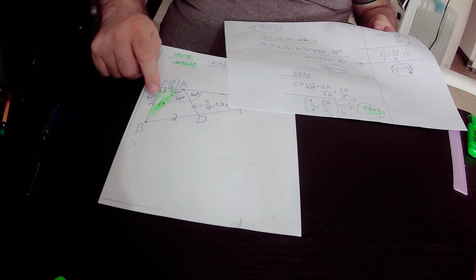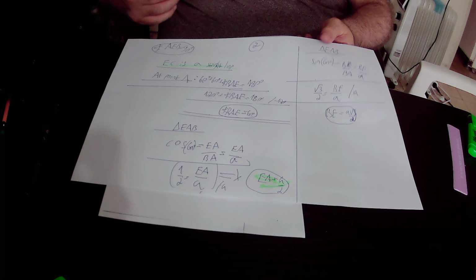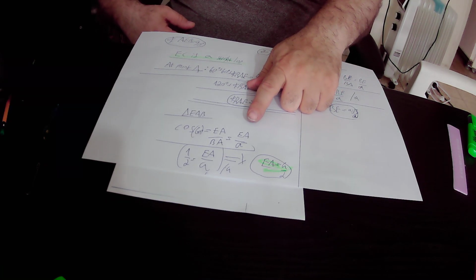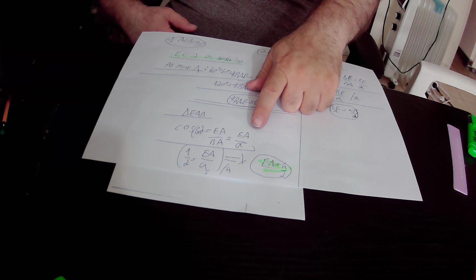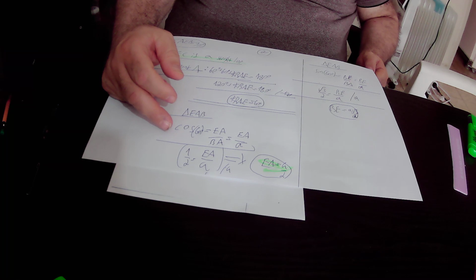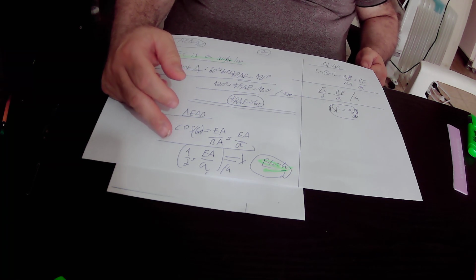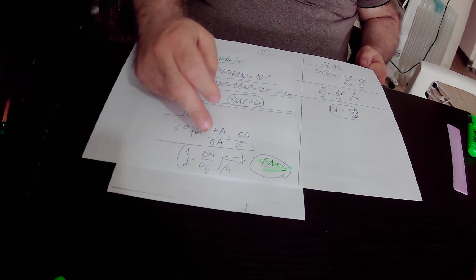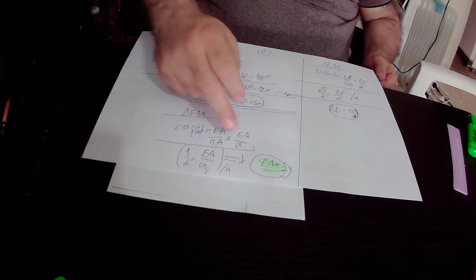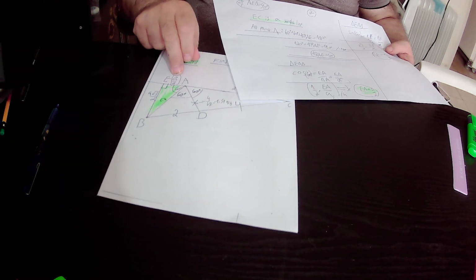BA equals A, according to what is given in the question. So we can substitute BA by A, and we got that cosine 60 degrees equals EA over A. Cosine 60 degrees equals 1 half. So we substitute cosine 60 degrees by 1 half, and we got that 1 half equals EA over A. We multiplied this equation by A, and we found out that EA equals A over 2. Here EA equals A over 2.